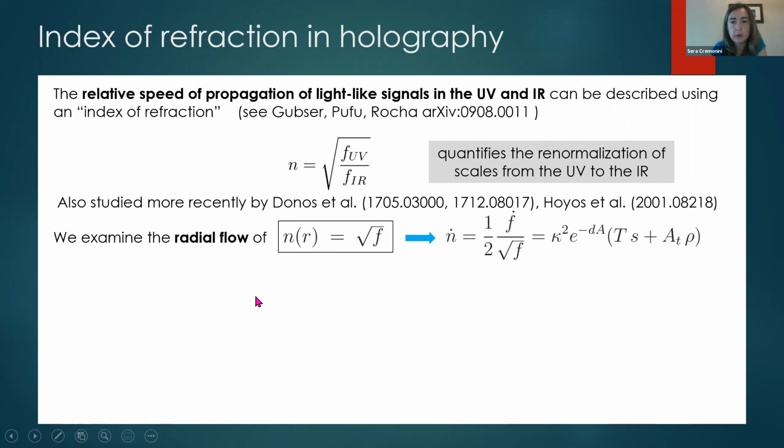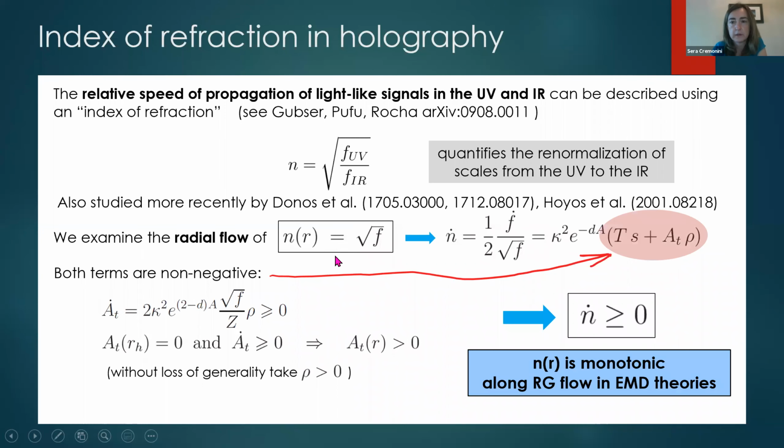And you can show that in this Einstein-Maxwell-scalar theory, n dot has a definite sign, and therefore n is monotonic. I'm going to tell you a little bit where that comes from. Obviously the first term, the temperature entropy term, is always positive. The second term can also be shown to be positive.